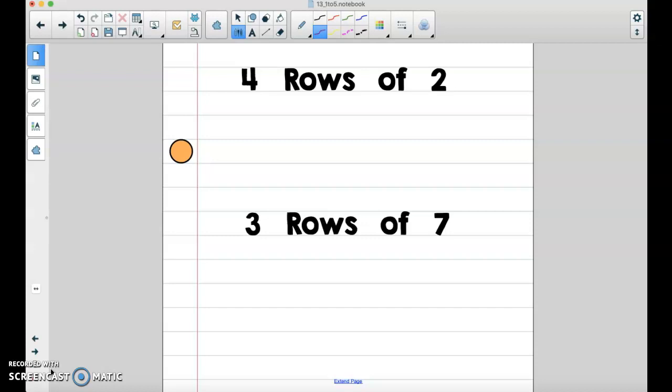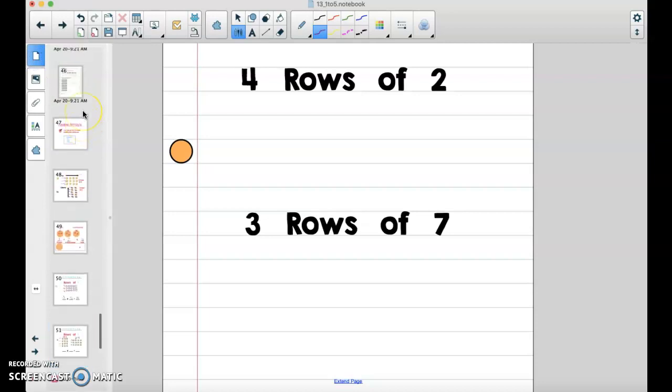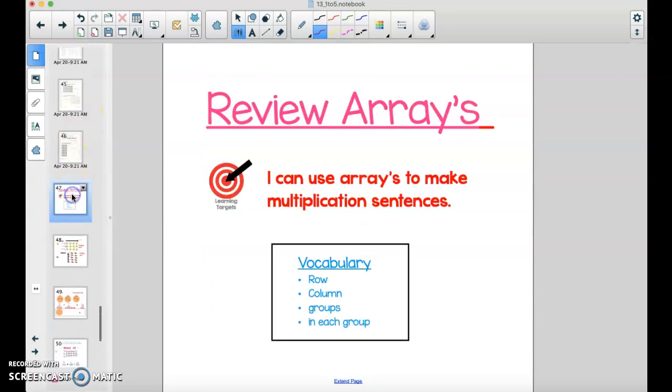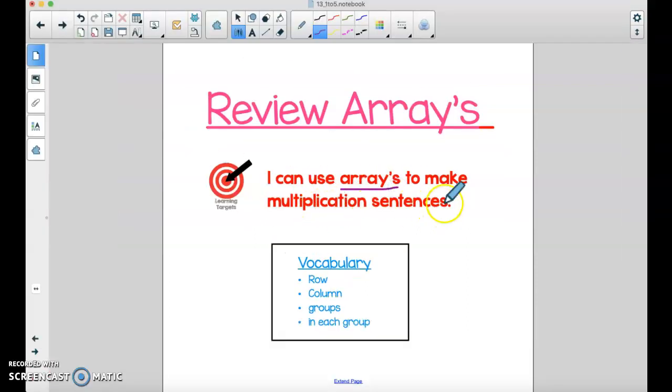So I hope this kind of helped you understand what rows and groups and in each group is. So if we go way back to our front page of what I wanted you to learn today, I want you to understand that you can use arrays to make multiplication sentences by using rows. We don't really use the word columns very much, but we do use groups, and in each group it's really important. So hopefully that helped you today.